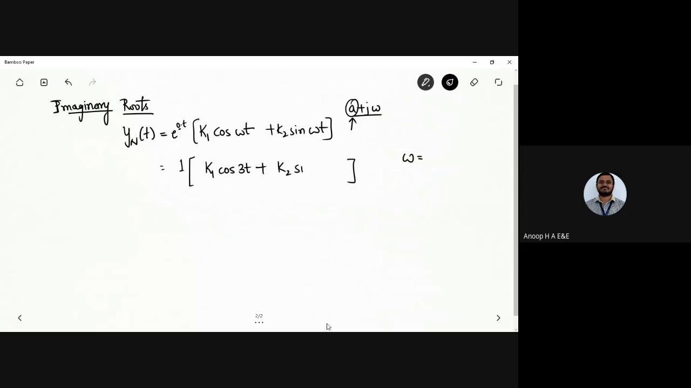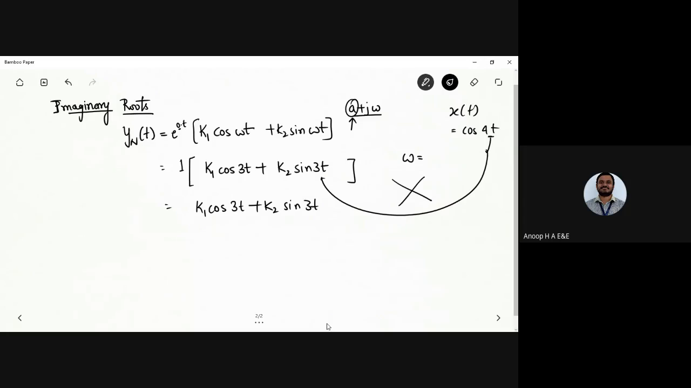What's the value of omega? Is Purnima there in the meeting? 3, sir. Yes, k1 cos 3t plus k2 sin 3t. This is where you go wrong. You just take the input, cos 4t, and write it here, which is entirely wrong.